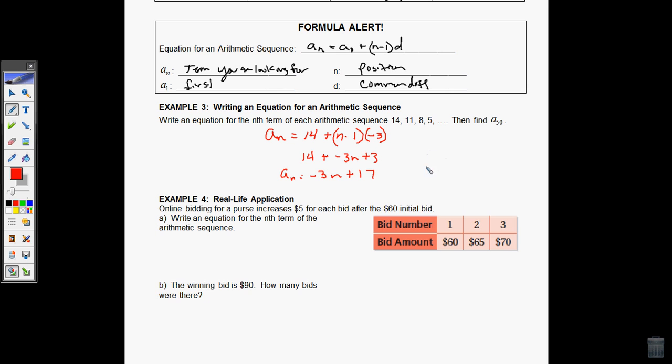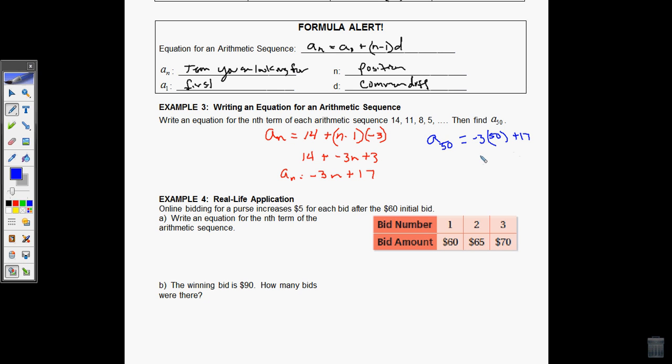Now the trickier part. I have to find the 50th term given this information. So that means that I'm not looking for a sub n anymore. I'm going to change to a different color. I'm looking for a sub 50. So the n in the equation is now a 50. So that's going to equal negative 3 times 50 plus 17. Plus 17 seems pretty small now.